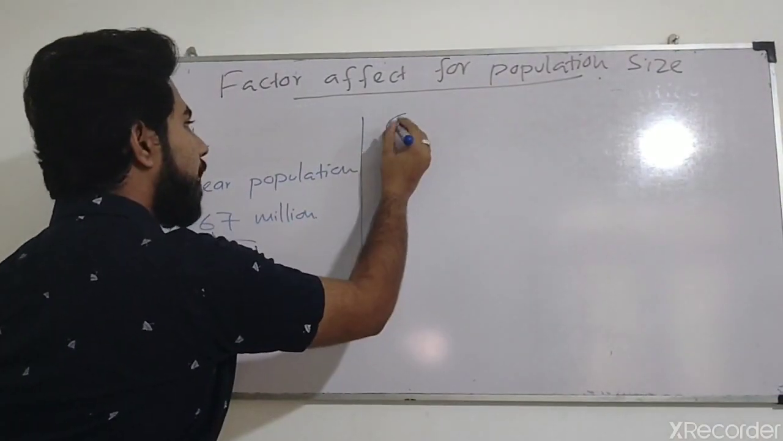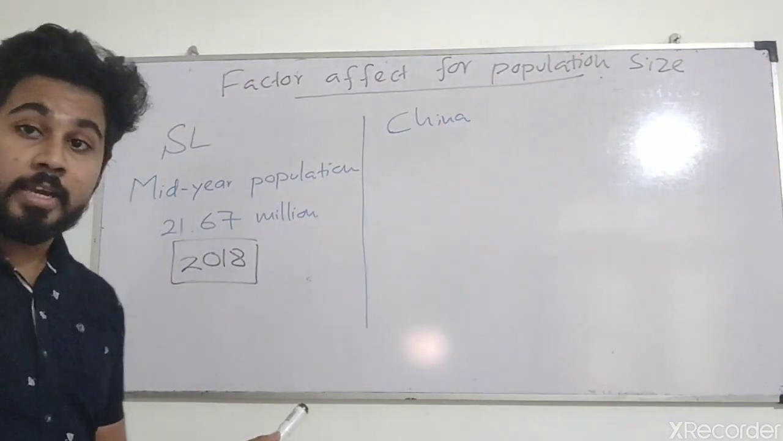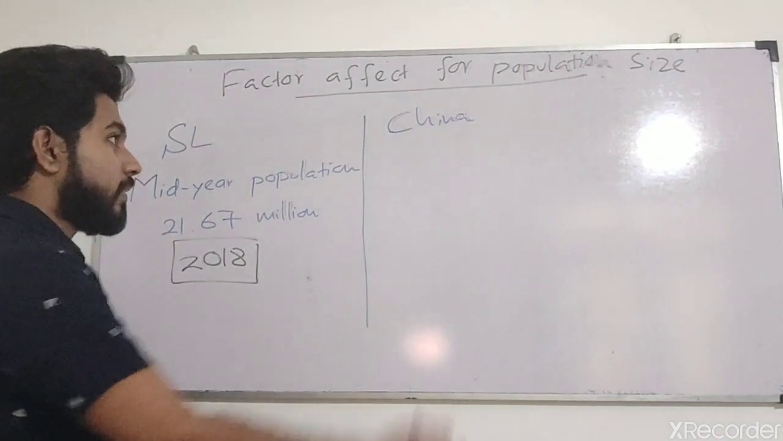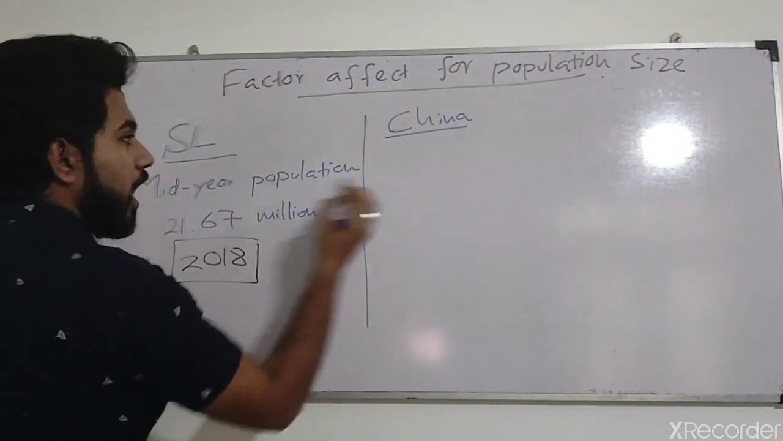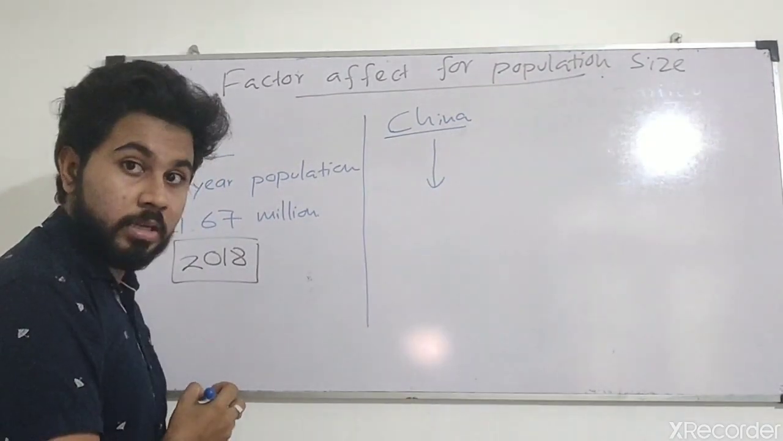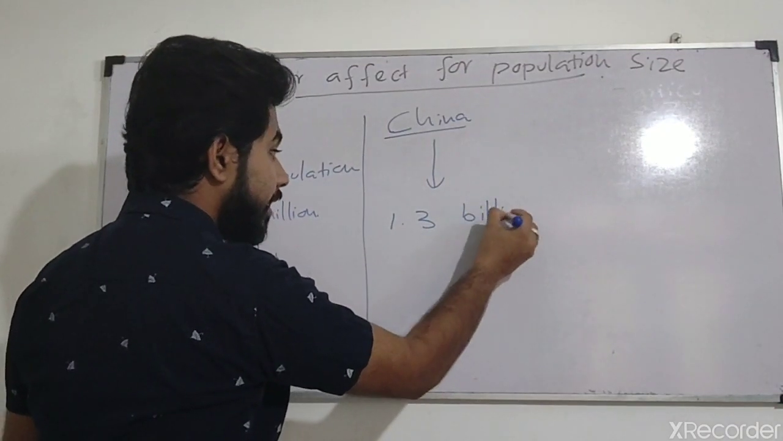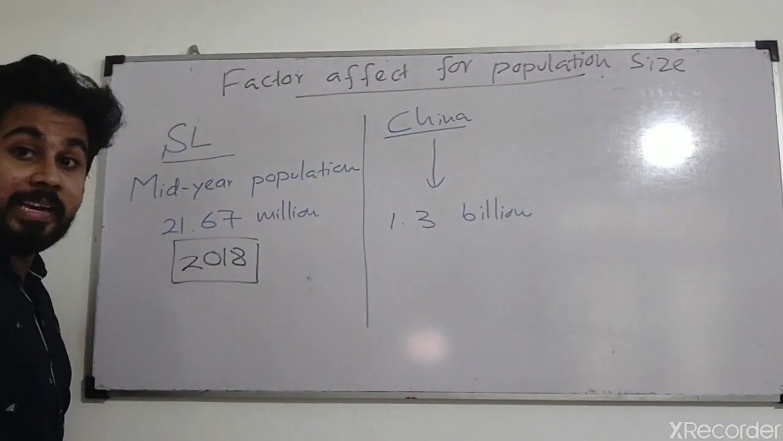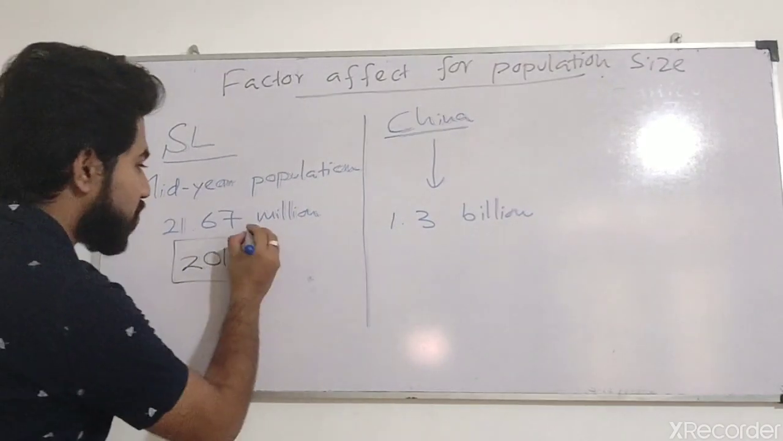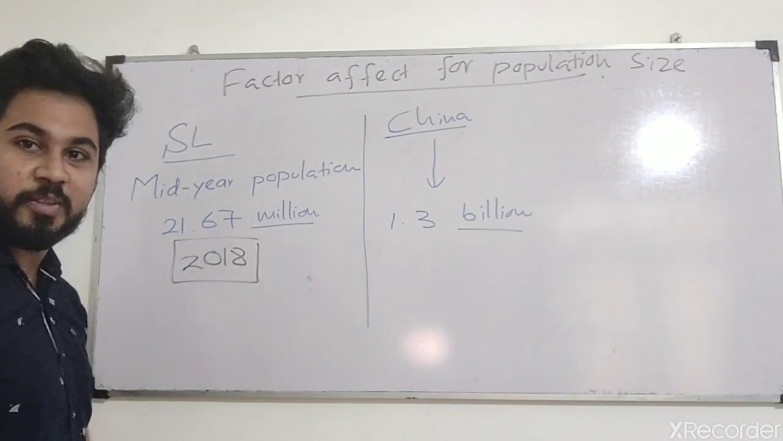When considering the country China, you know China is the most populous country in the world, no? So the mid-year population in China was 1.3 billion. It is not a million value, it is a billion value. Clear? This is a million value, this is a billion value. The most populous country in the world.